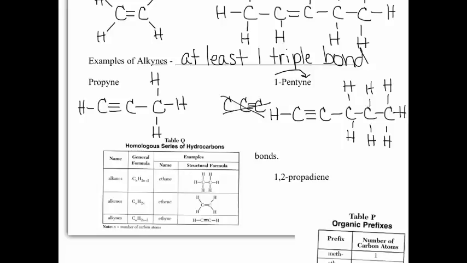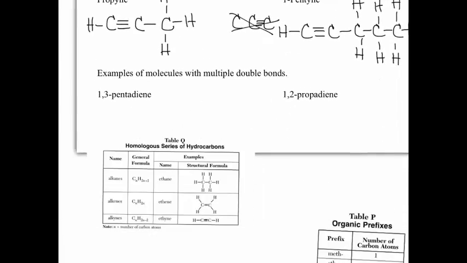And that is what 1-pentyne would look like, unless you looked at it from behind your paper, in which case the whole thing would be flipped. And the triple bond would be on the right side of the molecule.